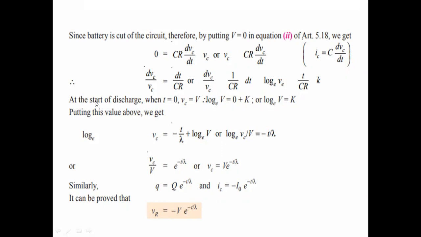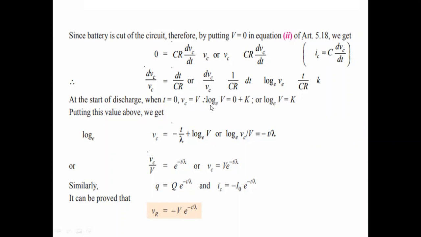At the start of discharge, you will find the K value. What is the K value? When t is equal to 0, the voltage across the capacitor is V, because initially we said that the capacitor was fully charged to the amount of voltage applied during charging of the capacitor. So that's why the voltage across the capacitor is V.